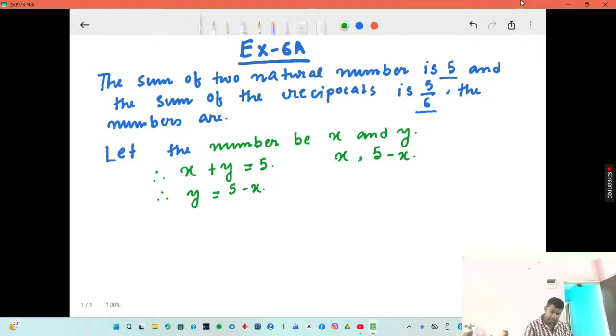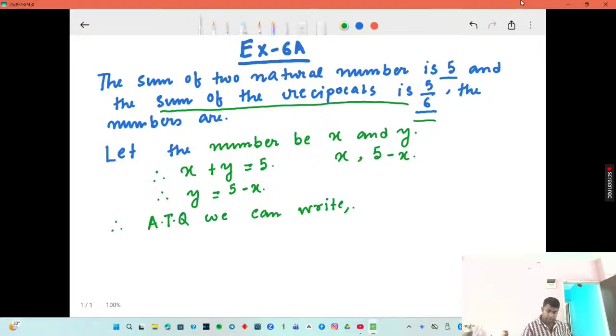Now the question is given as the sum of the reciprocals is 5 by 6. So according to the question, we can write 1 by x plus 1 by 5 minus x is equal to 5 by 6. Is it clear to you? If you have any problem, then you can ask me in the chat box.